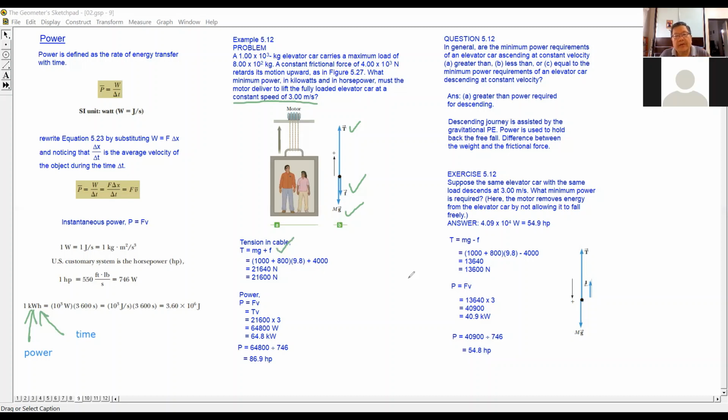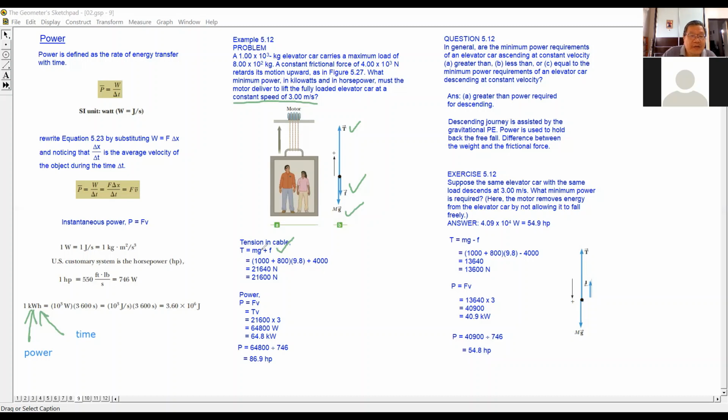Now we can only say tension equals the weight plus the frictional force, provided there is no net force. If there is a net force, then you have to take the tension minus the weight and the frictional force. So since they are moving with constant velocity, we say they balance one another. Tension is the weight of this fully loaded elevator car.